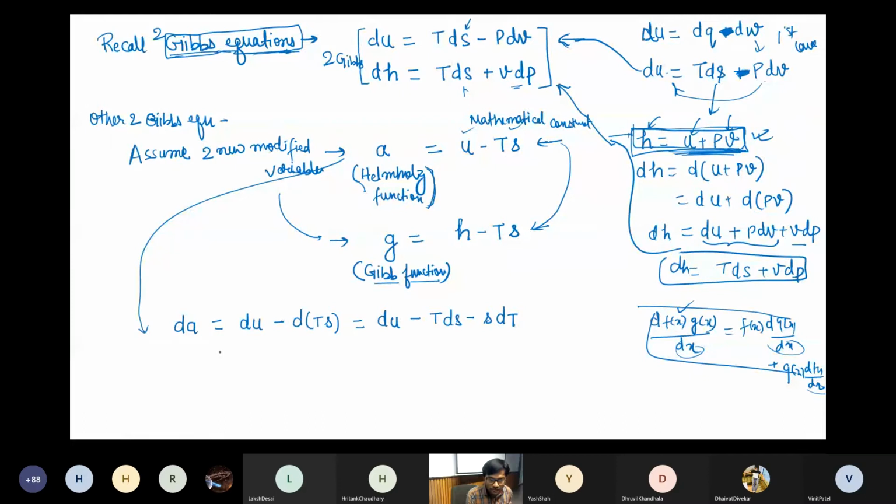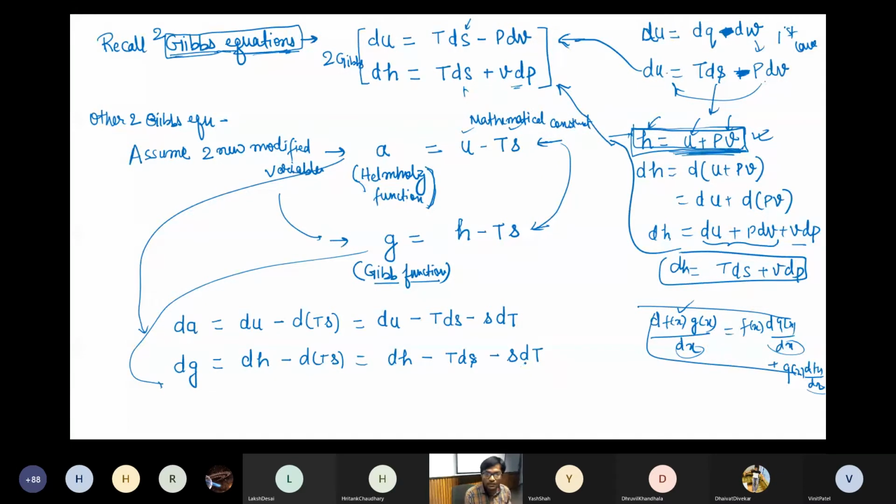And this G I can write in this fashion. dG is equal to dH, again I can write d(TS), dH minus TdS minus S dT.